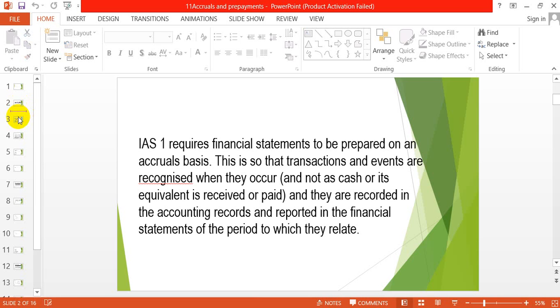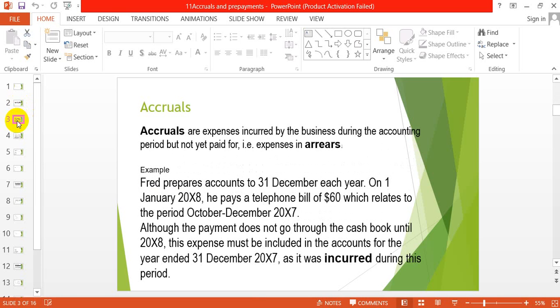So we'll start with an accrual first. Accruals are expenses which have been incurred by the business during the accounting period but have not yet been paid for. So for example, if your rent is due on the 30th of October, you reach 30th of October, you've not paid your rent. As you move into November, then you need to show an accrual for that rent of October.